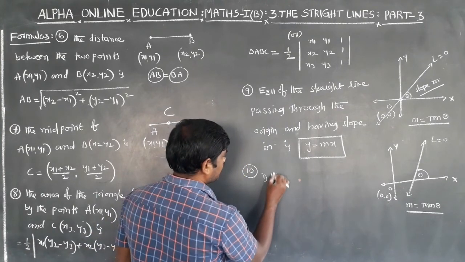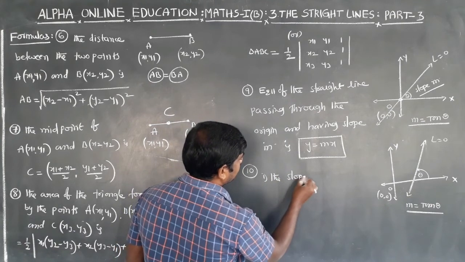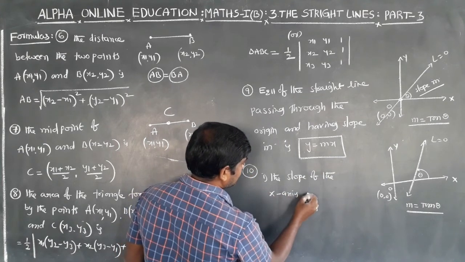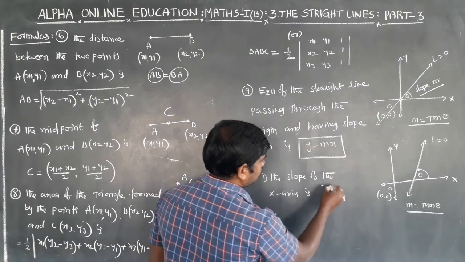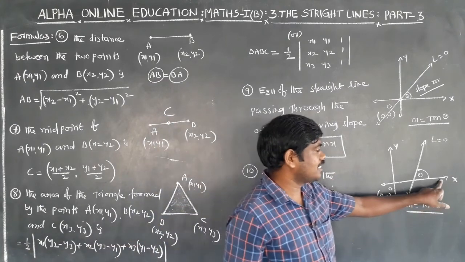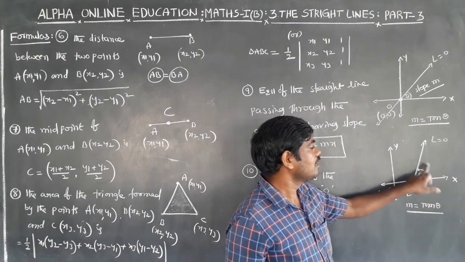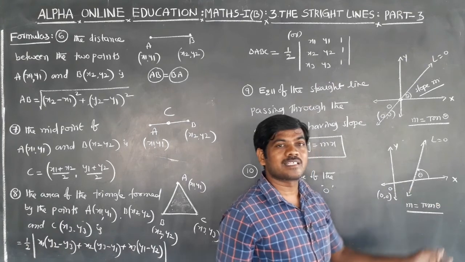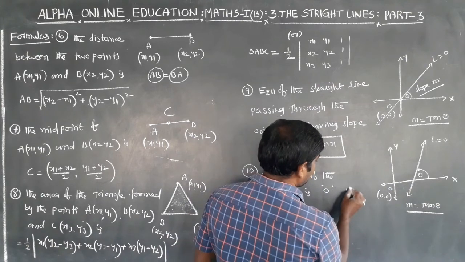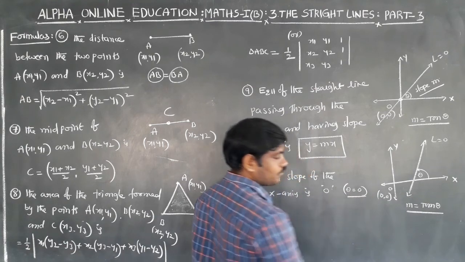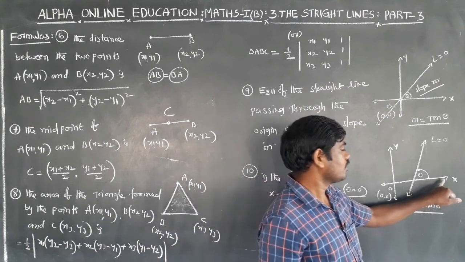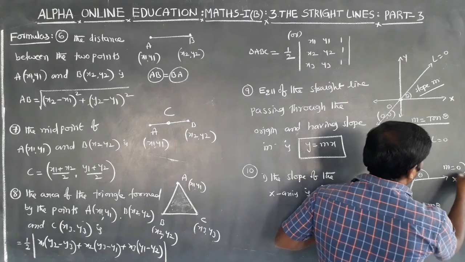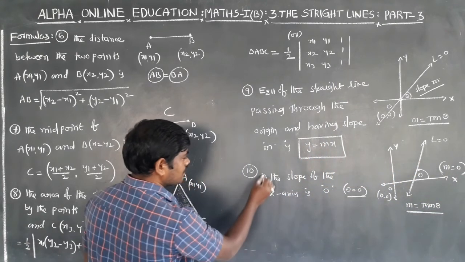Here, the slope of the x-axis is 0. That means the line makes an angle of 0 with the x-axis, so theta is equal to 0, and the slope of the x-axis is 0.